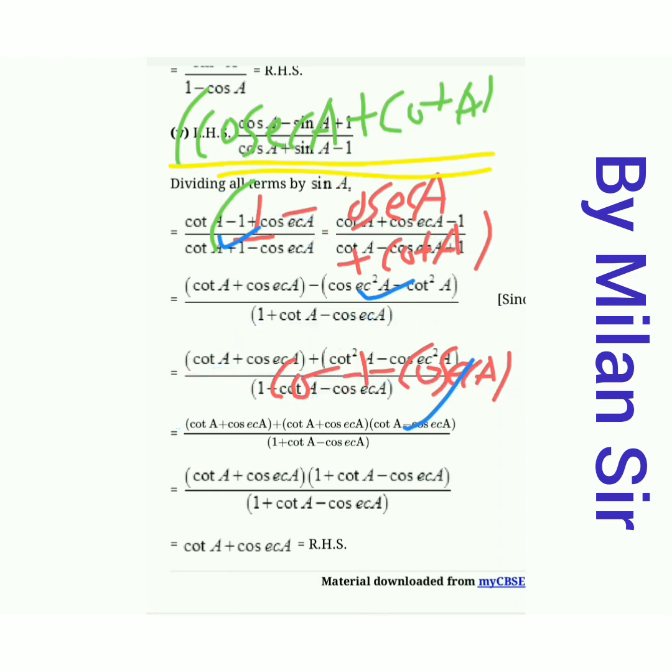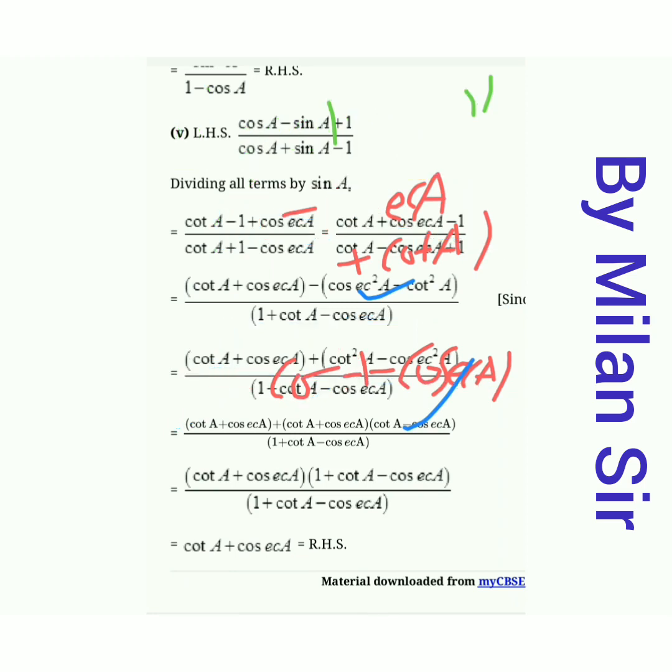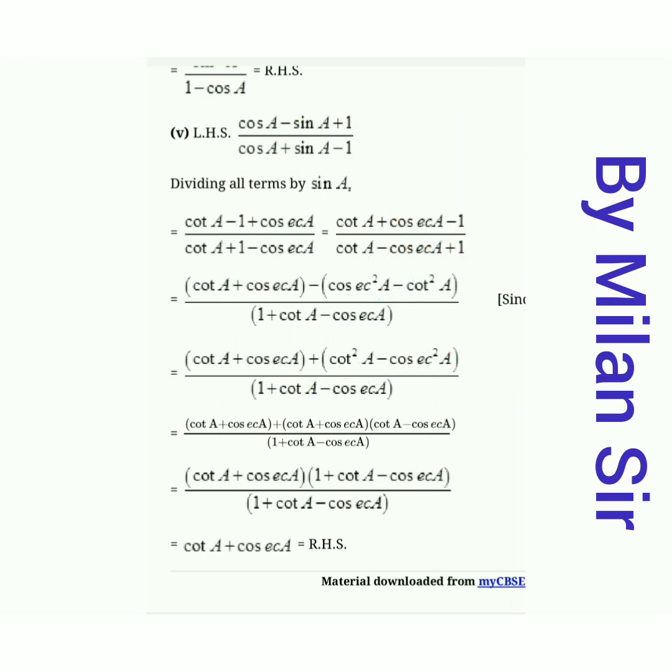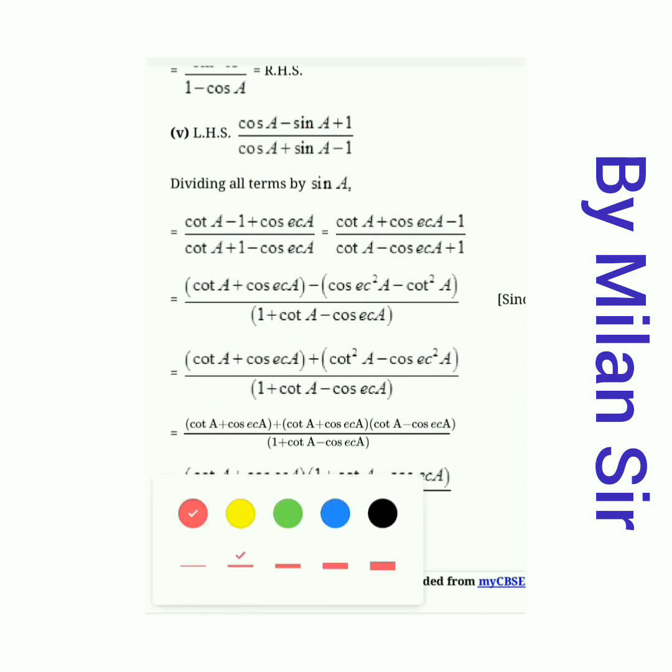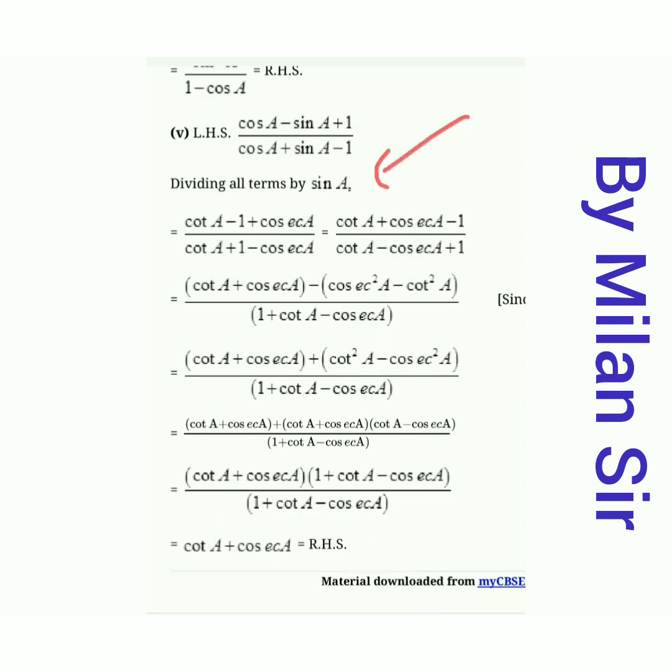Again, first of all, we need to convert our left hand side in terms of cot A and cosec A. So we write here dividing all the terms by sin A. So we can get this, because cos A upon sin A is cot A, sin A upon sin A is 1, and 1 upon sin A is cosec A. Same thing in the denominator. Then just write cot and cosec A together and minus 1 at last. Same thing in the denominator, cot A minus cosec A plus 1.